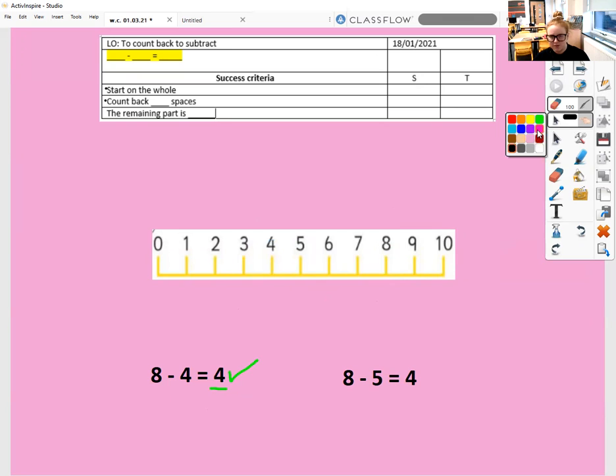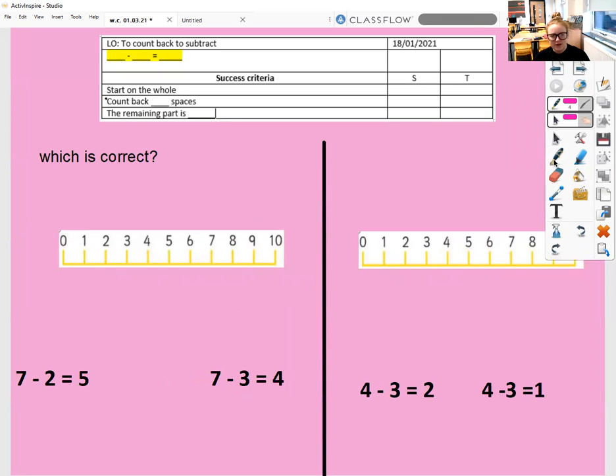Let me change colours. So this says our first part is 8. Let me start on the first part. The first part is 8, and then we're going to take away 5: 1, 2, 3, 4, 5. Fantastic. And now our remaining part, according to this, should be 4. Is our remaining part 4? No. So this is not correct. Let's have a go at these ones.